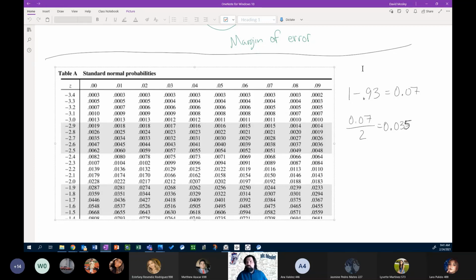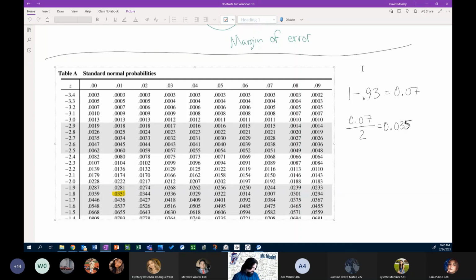Because I can only look for one tail at a time, so to say, I'm going to choose the one on the left-hand side because it's easier to find. So we're looking for 0.035. The closest we get to 0.035 is going to be here at 0.0351. The other values next to that are not any closer to 0.035 than that one, so that's what we're going to use.